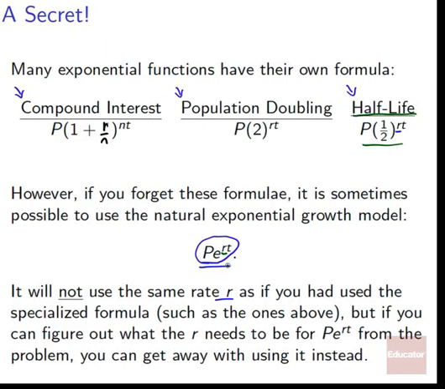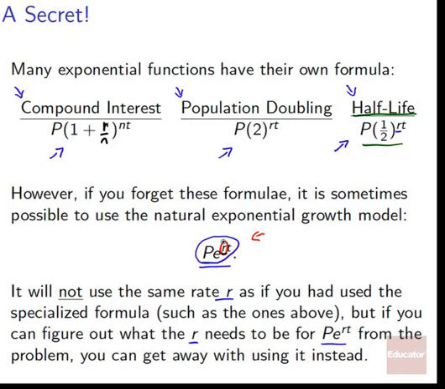But if you can figure out what that r has to be for PERT, the PERT form, from the problem, you can get away with using it instead. So there's a bunch of situations where you might not remember any one of these specialized formulas, but it can be okay if you have enough information from the problem to be able to figure out what r has to be. And there's lots of cases where that will wind up being the case.